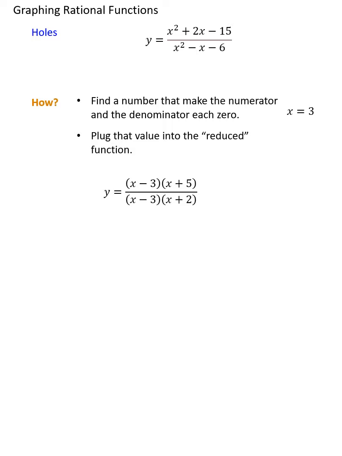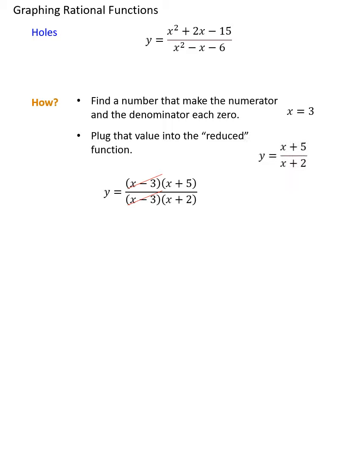And I now have to plug that into the so-called reduced function. We'll be talking a lot about the reduced function here. So the reduced function is what you get when you cancel these two factors. For almost every value of x, (x minus 3) divided by (x minus 3) is 1. And therefore, you can cancel those out and get the so-called reduced function here.